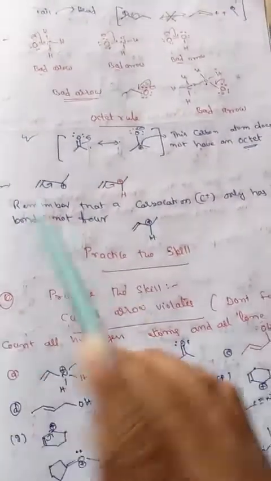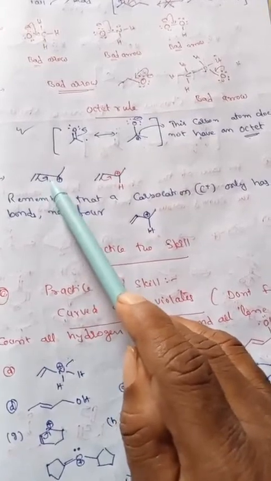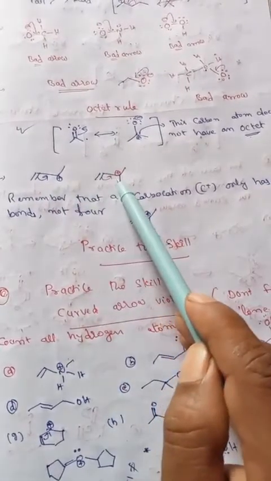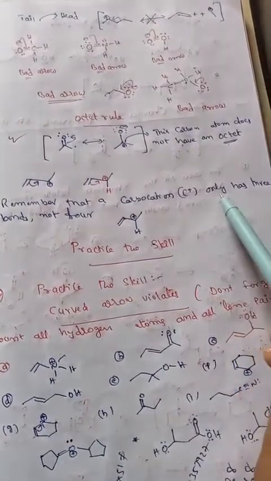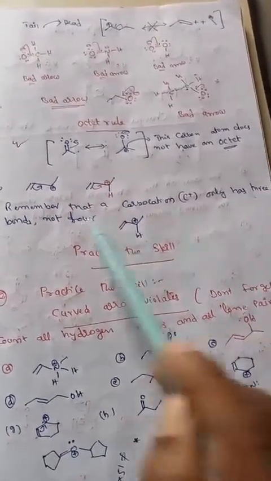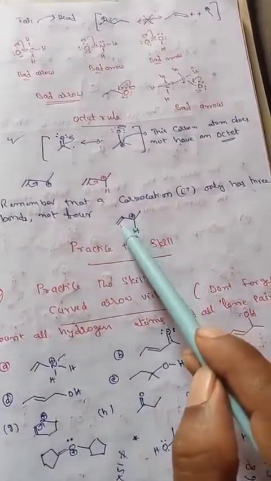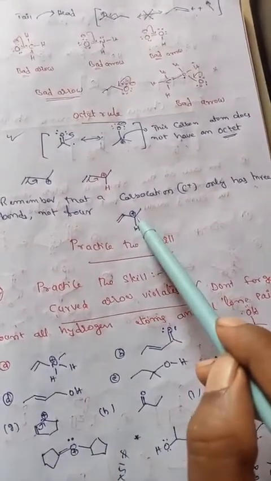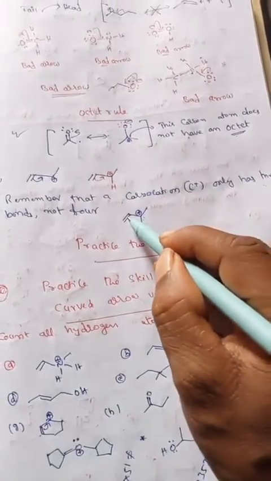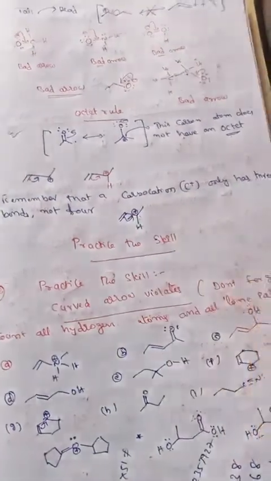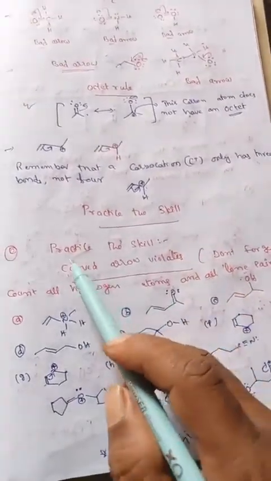So what is resonance? You can see that this carbon has a positive charge and the electrons are flowing toward this side. Remember that a carbocation, that means carbon bearing a positive charge, has only 3 bonds, not 4 bonds. Here, because it is an allylic secondary carbocation, and only 3 bonds are present, the fourth bond can shift like this. So this is called resonance. And for example, practice this skill.